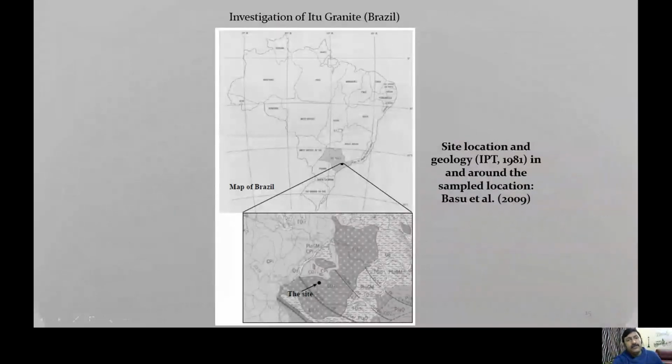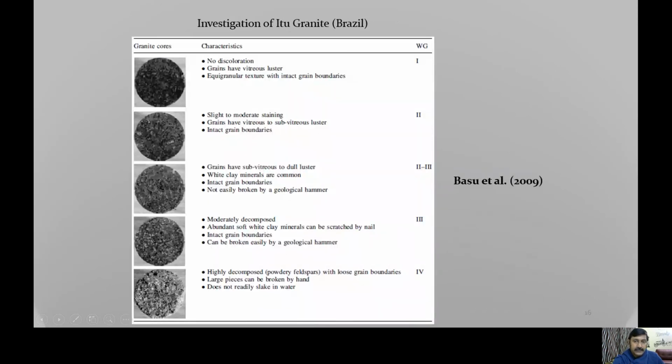Next, I'll be talking about the investigation of E2 granite. This is a granite from southeastern Brazil, and this is a part of my postdoctoral research which I pursued at the University of Sao Paulo. This is the site location, and this is the categorization of weathering grades following the six-fold weathering classification.